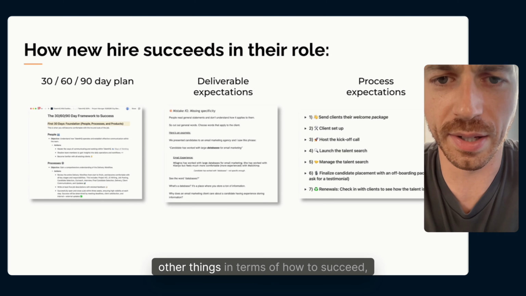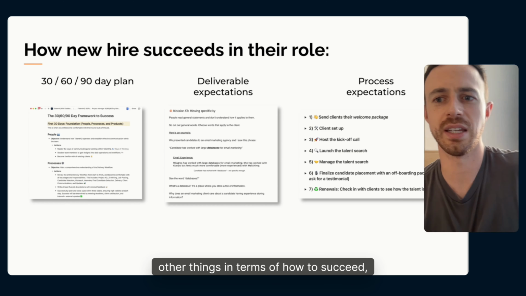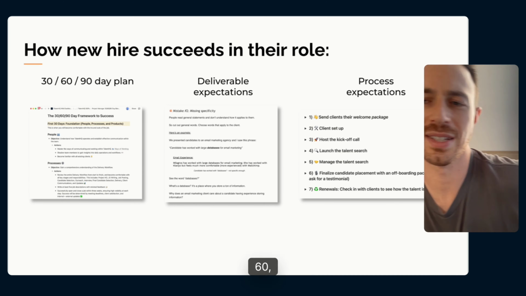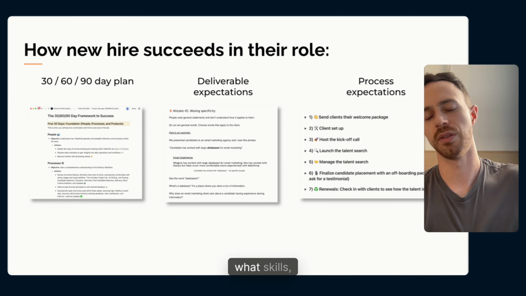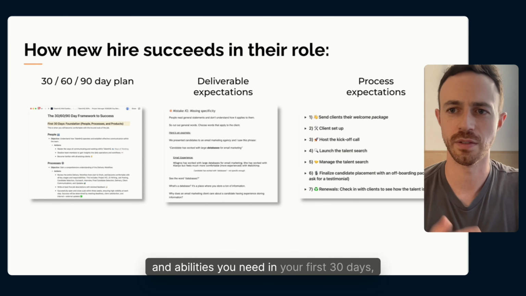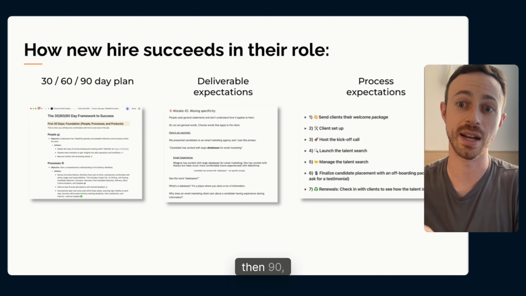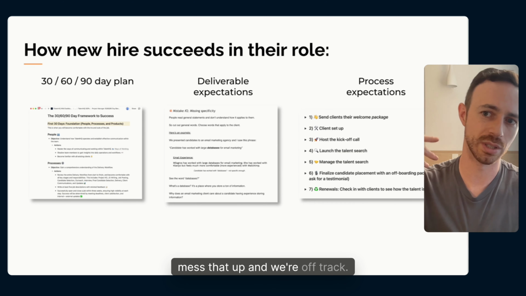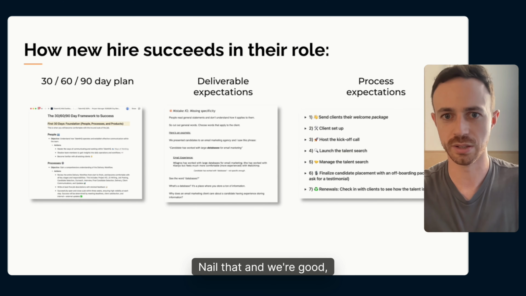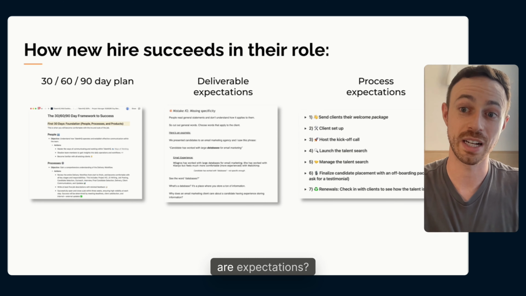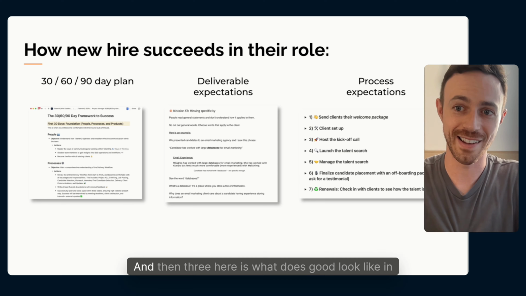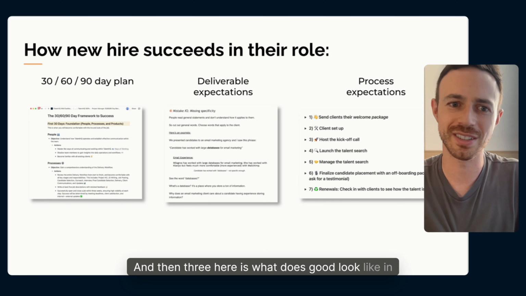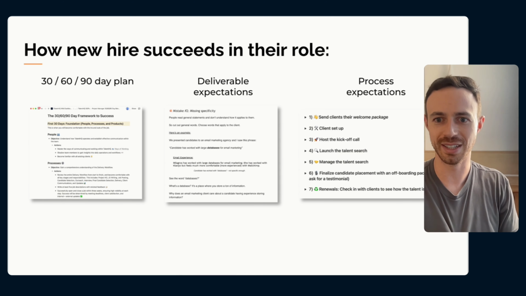Cool. Other things in terms of how to succeed: we build 30, 60, 90-day plans. That means what skills and abilities you need in your first 30 days, then 60, then 90. Mess that up and we're off track, nail that and we're good. What are expectations? What does good look like in the deliverables that you own? And third, what does good look like in the processes that you have to do?